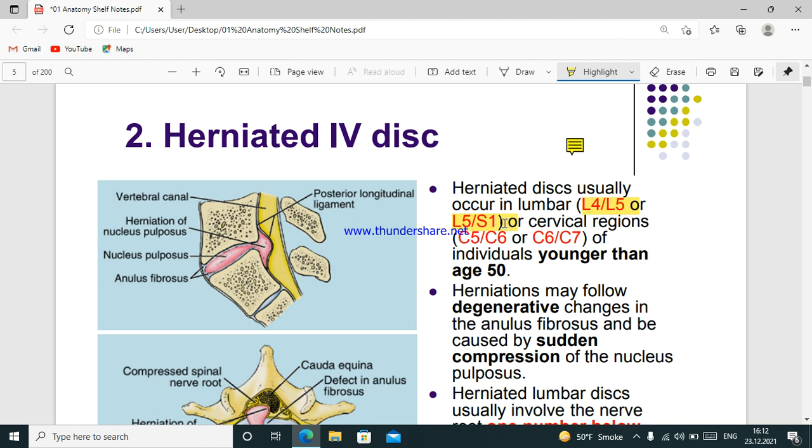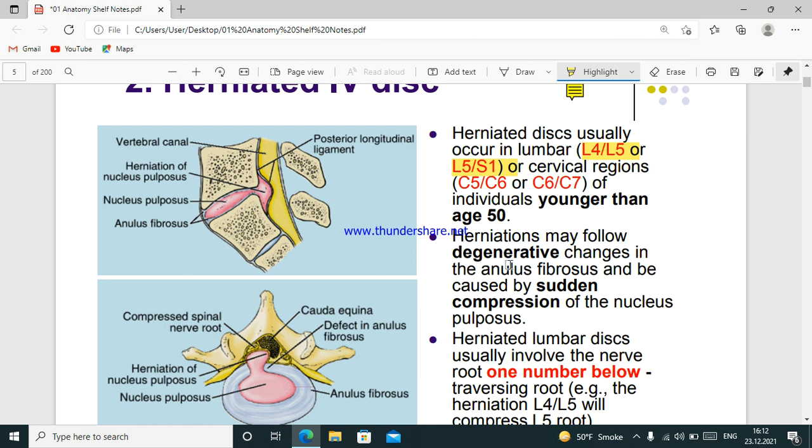So it is the place where the herniation may occur. First of all, we have to know about the herniated disc. It usually occurs in this region, as I told, but it mostly occurs in individuals older than 50 years of age. Herniation may follow degenerative changes in the annulus fibrosus and be caused by sudden compression of the nucleus pulposus.